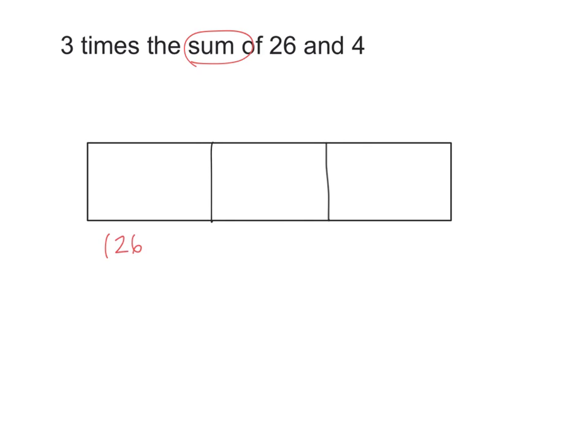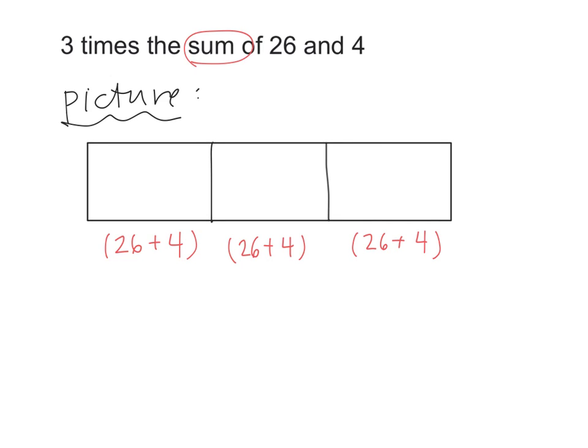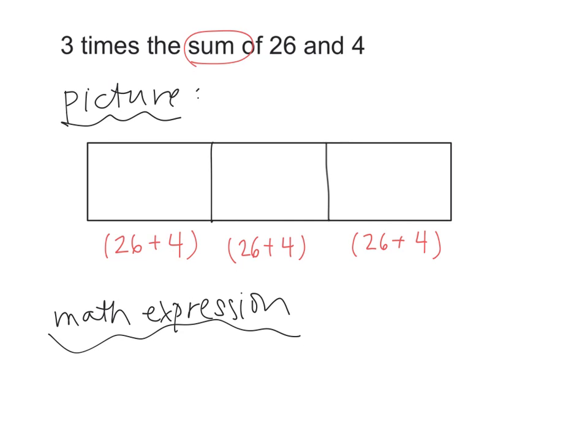So it's 26 plus 4. Now I have to multiply it 3 times, so each of these is 26 plus 4. Does that make sense? Does this picture here represent 3 times the sum of 26 plus 4? Now how could I write that into a math expression? This is using a picture, right? And if I want to use a math expression, instead of doing 3 times A or 3 times 5, I could do 3 times the sum of 26 plus 4.